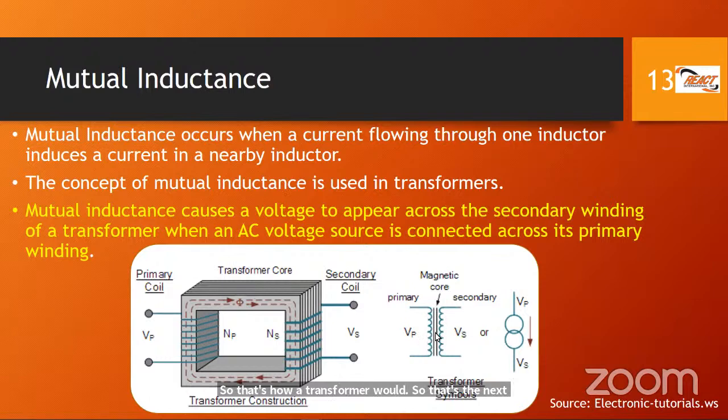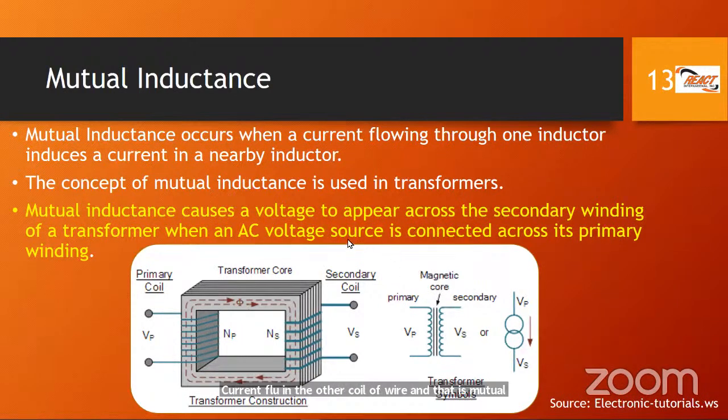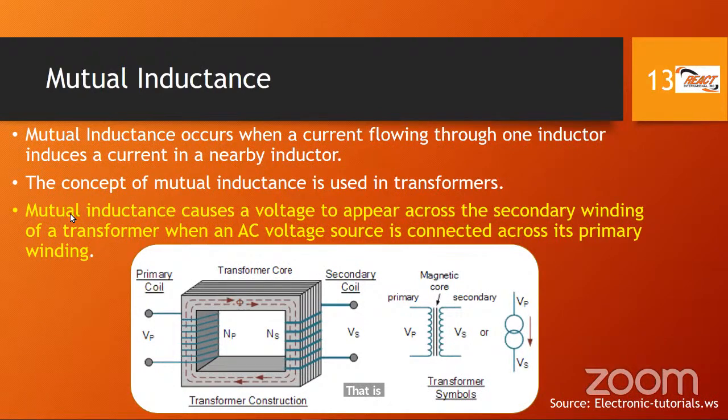So when magnetic fields are created in this inductor, or this coil of wire, it induces current flow in the other coil of wire, and that is mutual inductance. And we need to know the definition of mutual inductance for the exam, because this is an exam question. The tip, as we have been giving all students: anytime or most times you see writing in this yellow color, that is usually verbatim an exam question. So you should be paying particular attention to the stuff that we have in yellow on your slides.